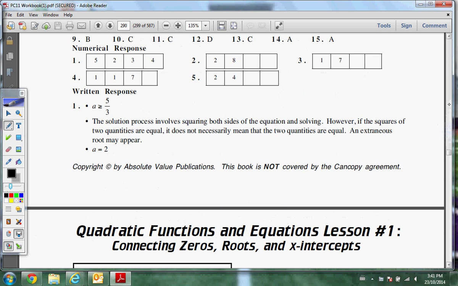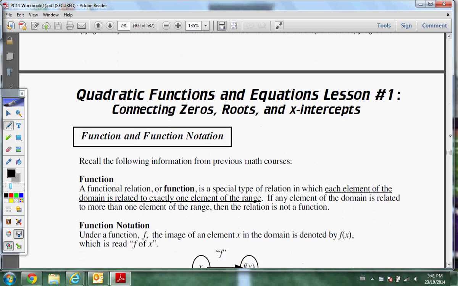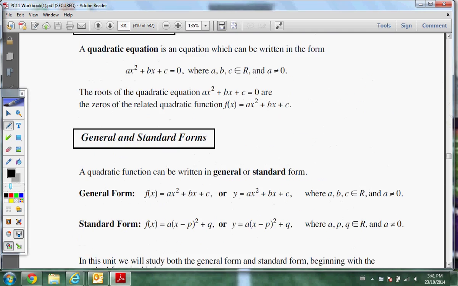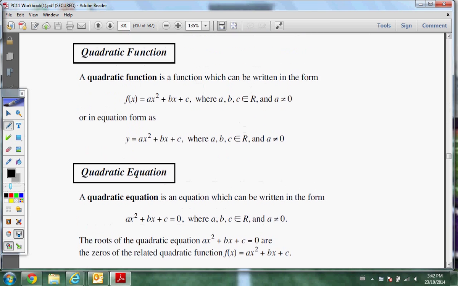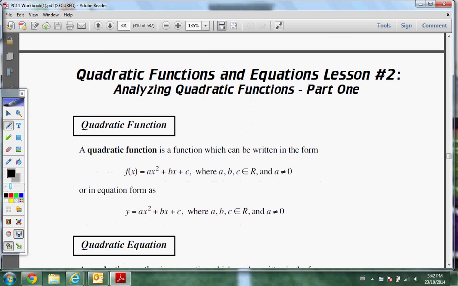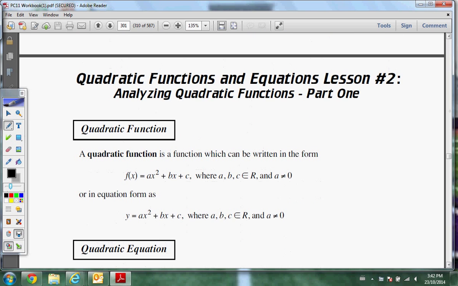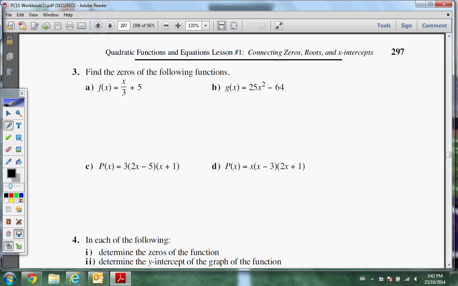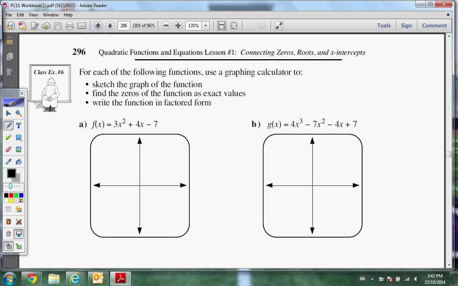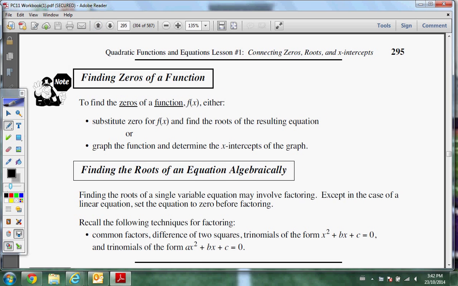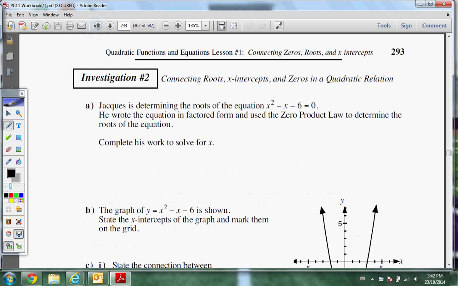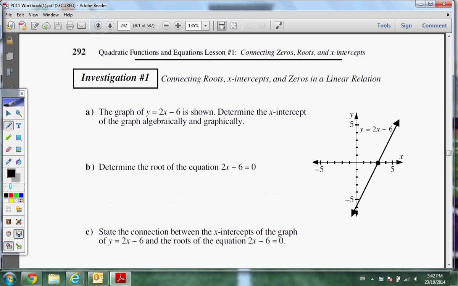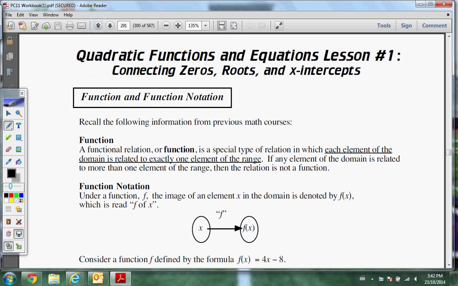All right. Oh, no. Oh, wow, this thing really is touchy today. Ooh, we're on lesson 2. Okay, so I'm right here.